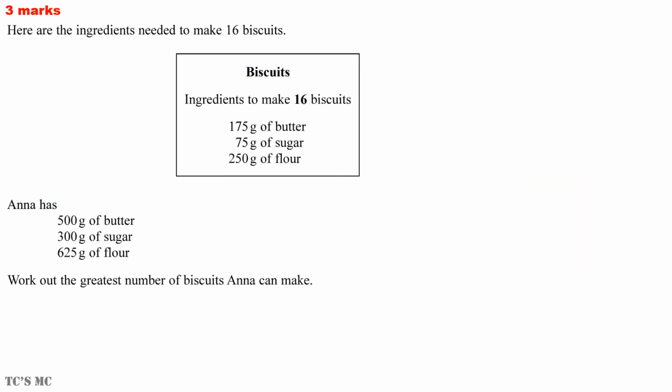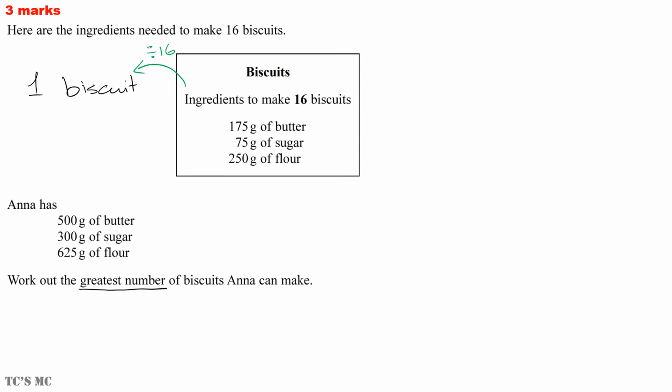Here are the ingredients needed to make 16 biscuits. Anna has the following. Work out the greatest number of biscuits Anna can make. To start with, let's work out how much we need for just 1 biscuit. To go from 16 to 1, we need to divide by 16. So I will do that to each one of these ingredients.